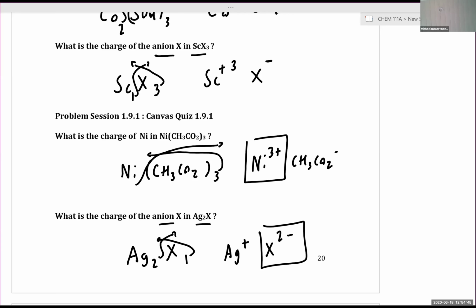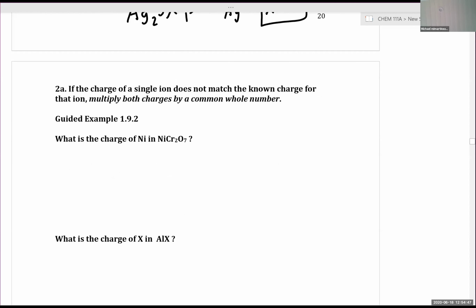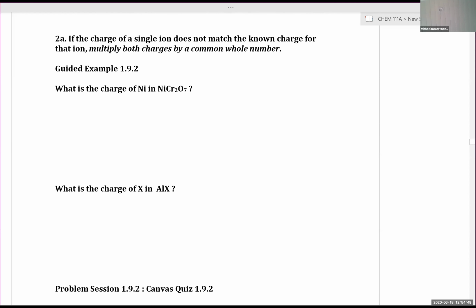If not, let's keep going now. So there's one important side rule that you need to remember. If the charge of a single ion does not match the known charge for that ion, you need to multiply your charges by a common whole number. So let's explain a little bit what I mean in the following example.